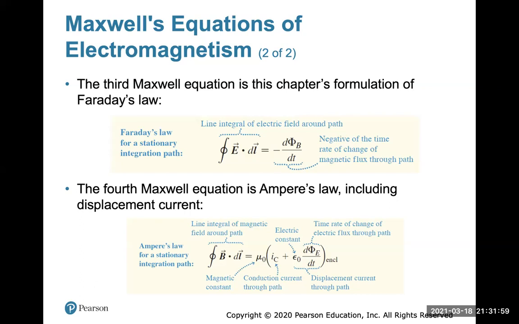What happened though to Ampere's law? It looks different now. It didn't used to include this funky looking jazz. It used to just be permeability mu sub 0 times I, the current enclosed. What is that other junk?